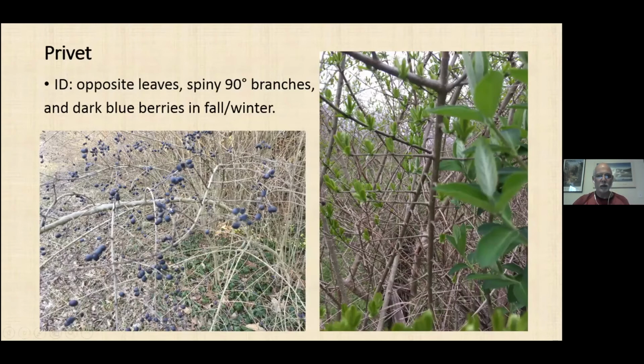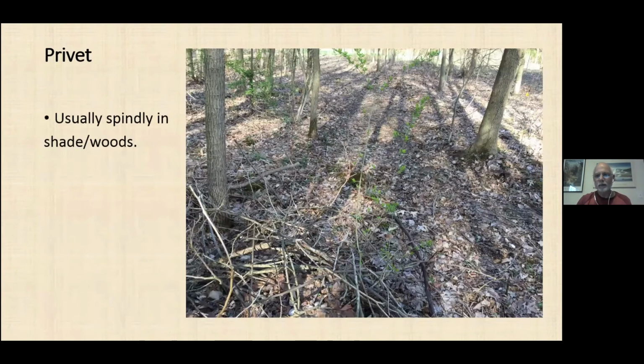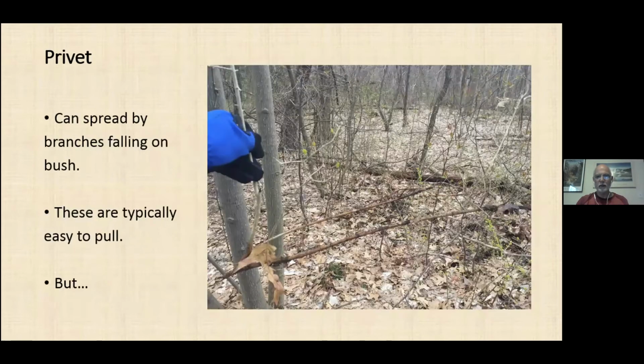You get the dark blueberries in the fall and winter, and they're still on there. As of this morning, I walked by some. It's kind of a spiny plant. You got these 90-degree, I guess they're branches, but it's kind of a spiny, nubby plant. And in the woods, again, in the shade, it doesn't grow that thick.